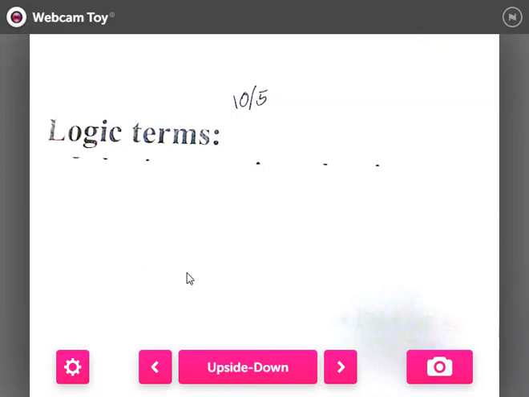Recording. All right, guys, we're going to look at logic terms. So I want you to put this in your notebook. It's the 5th of October. We're going to call this logic terms.